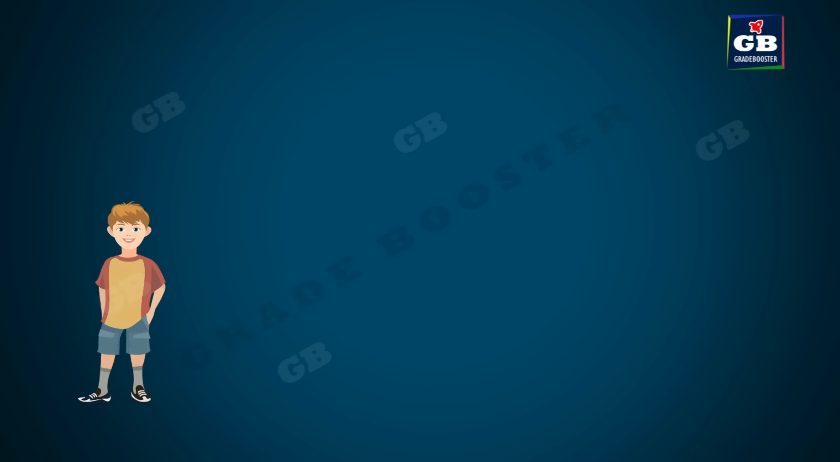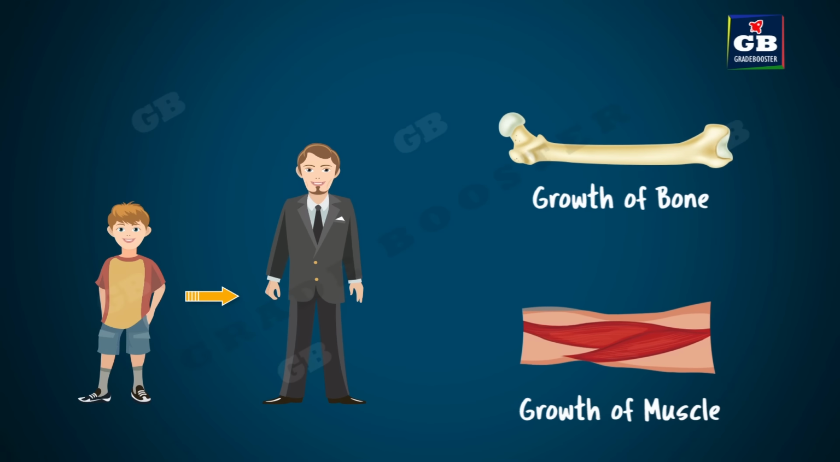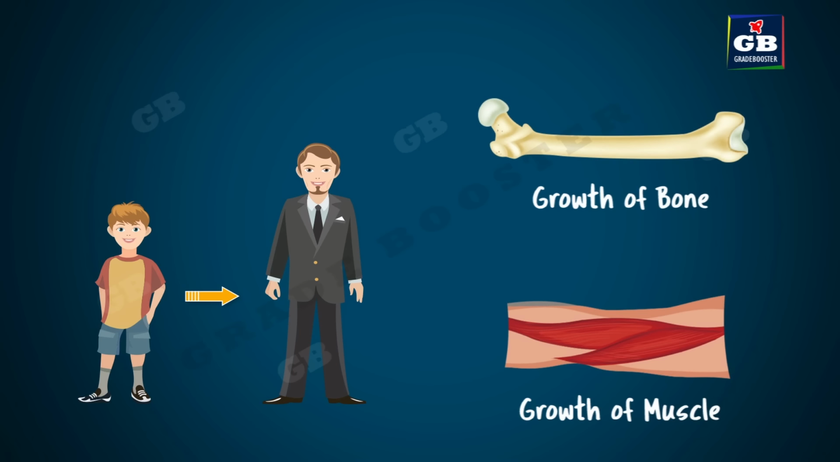For example, a boy grows into a man. For this, his bones and muscles have to grow. That means growth in the bones and muscles means formation of new bone and muscle cells. These new cells are formed by mitosis.